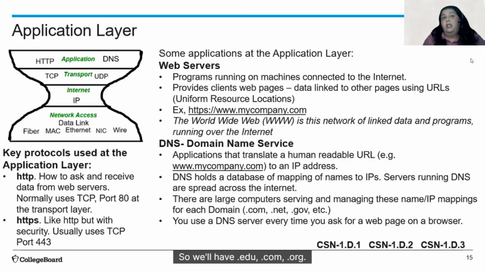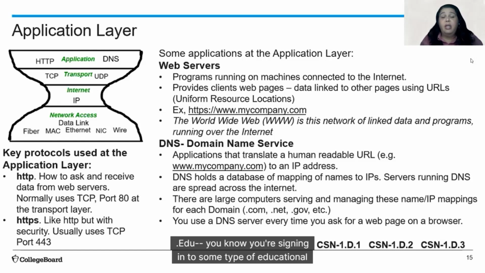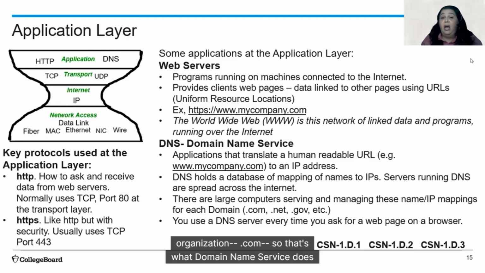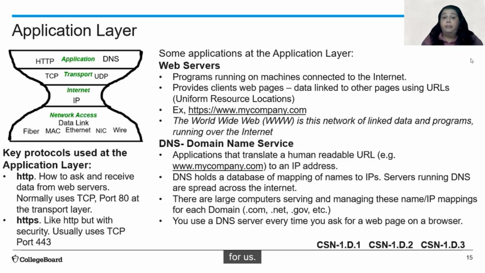And what's wonderful, our domain name service will actually subset this. So we'll have .edu, .com, .org. You know you're sending it to some type of educational institute with .edu, .org is organization, .com. So that's what the domain name service does for us.